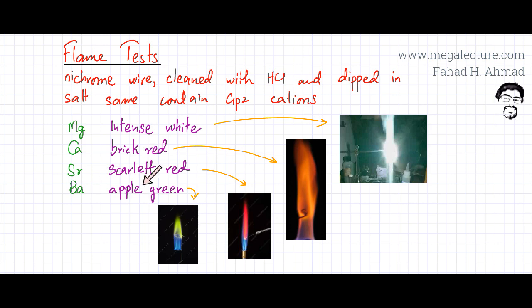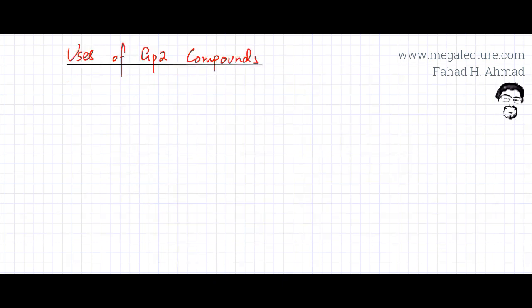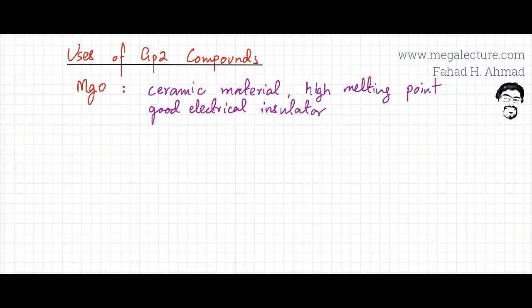So you must remember all these flame tests. They help you identify whether it's a magnesium, calcium, strontium, or barium cation that is present in a salt. We will now try to discuss the uses of some group 2 compounds and group 2 elements. The first compound that we're going to discuss is magnesium oxide.